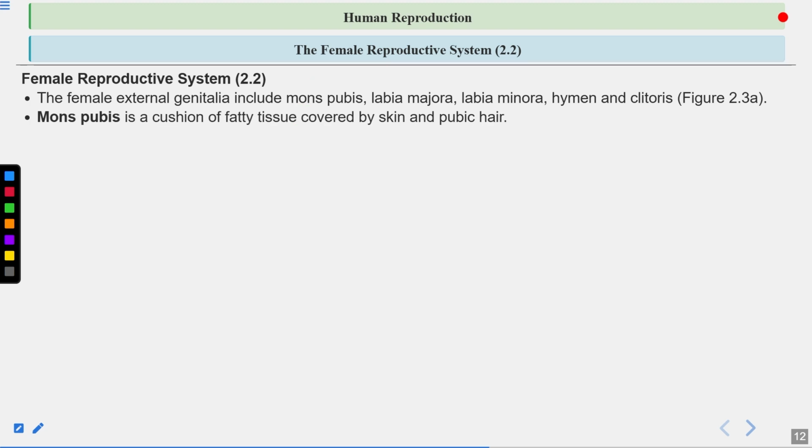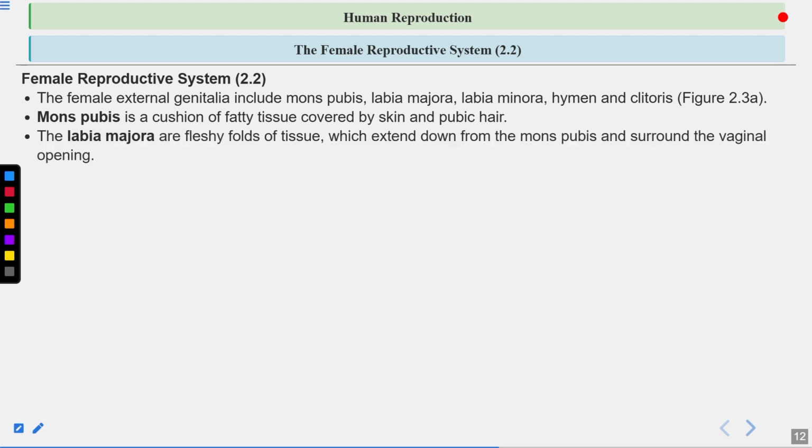Now, mons pubis is a cushion of fatty tissue covered by skin and the pubic hair. Now, after mons pubis, there is labia majora. Labia majora are fleshy folds of tissue which extend down from the mons pubis and surround the vaginal opening. This is known as labia majora.